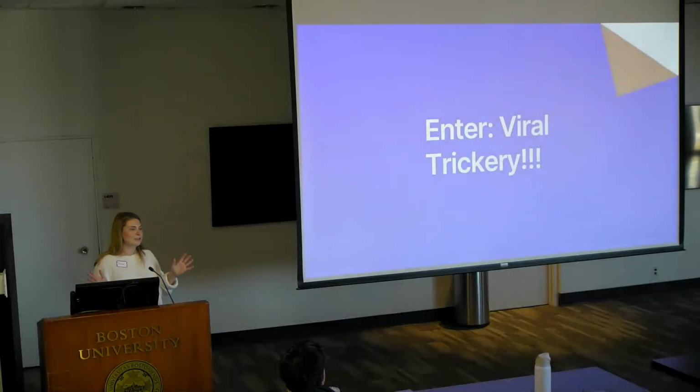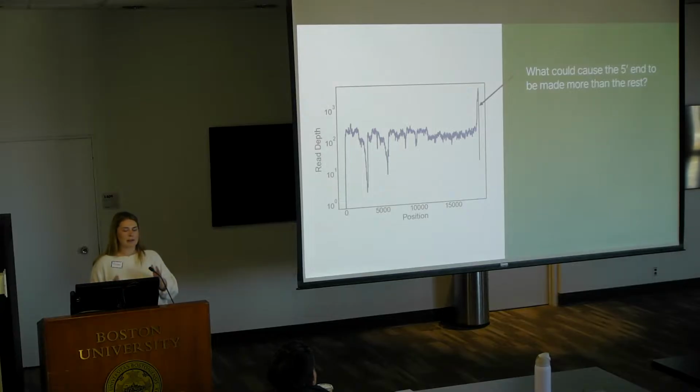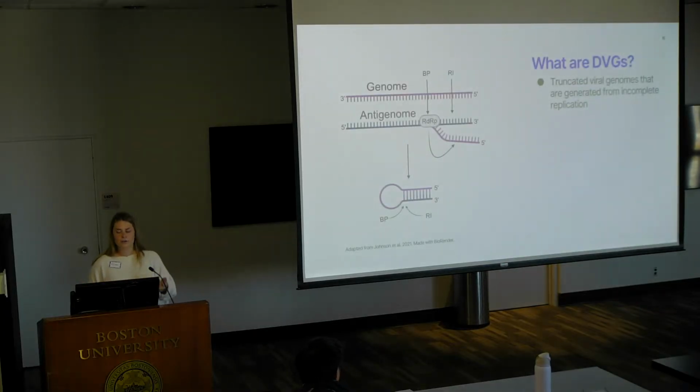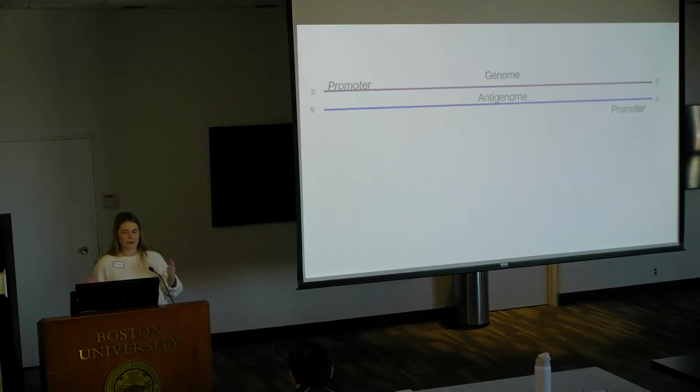And so now my story about viral evolution becomes one about viral trickery. So what could be causing the 5' end to be made more than the rest? Enter defective viral genomes, or DVGs. DVGs are truncated viral genomes that are generated when replication doesn't entirely get finished. There's several varieties, but I'll talk about one today.